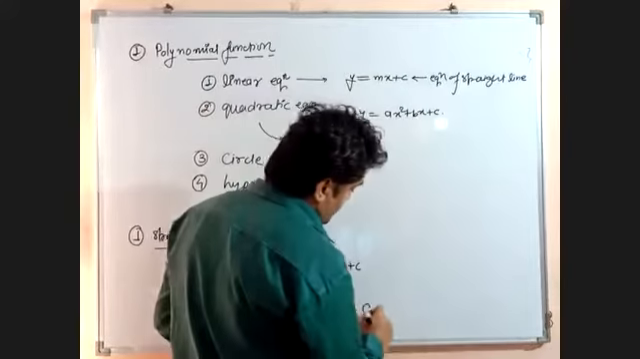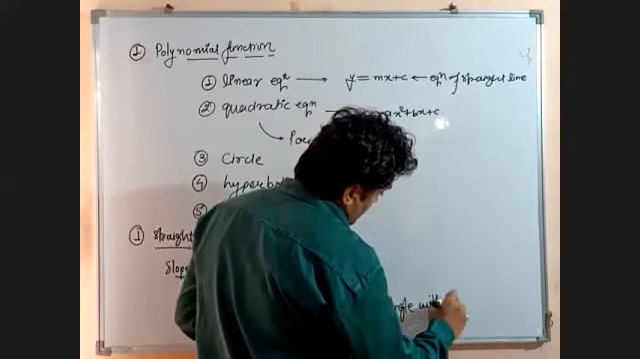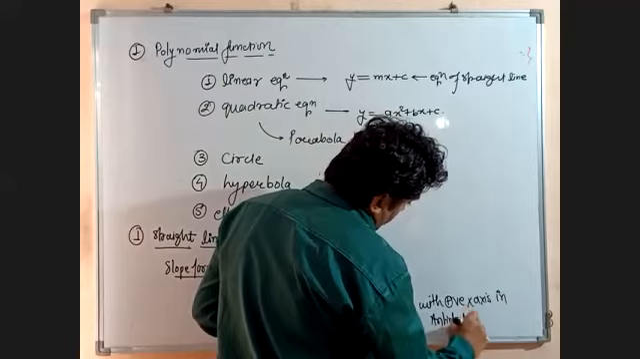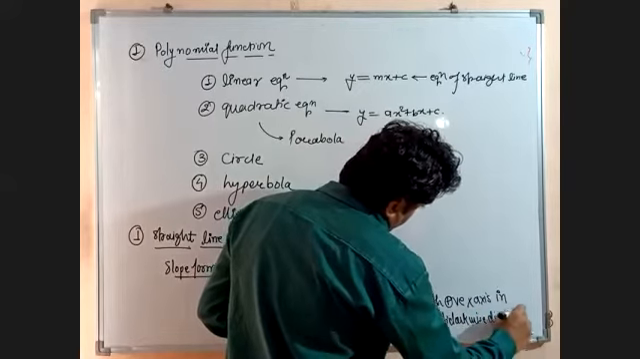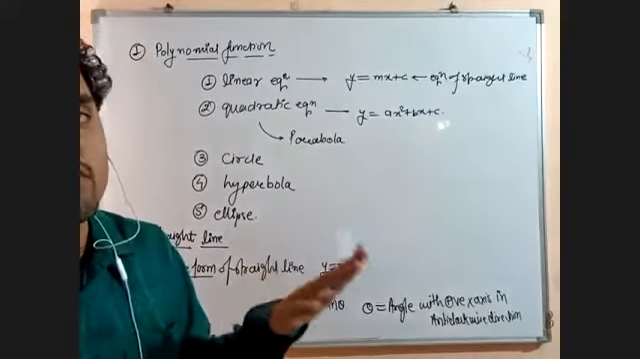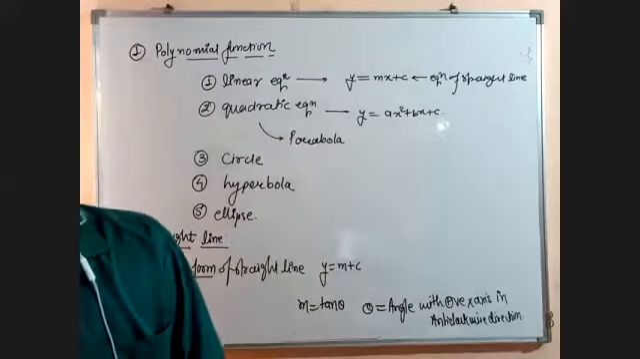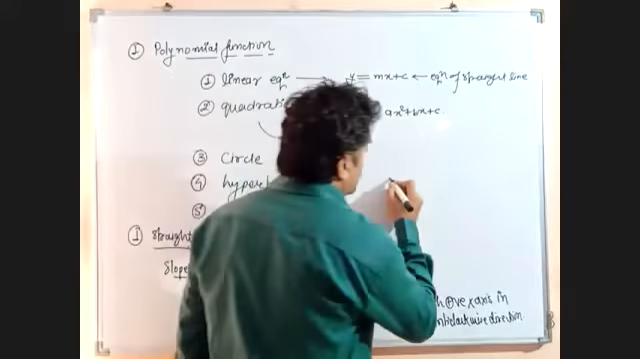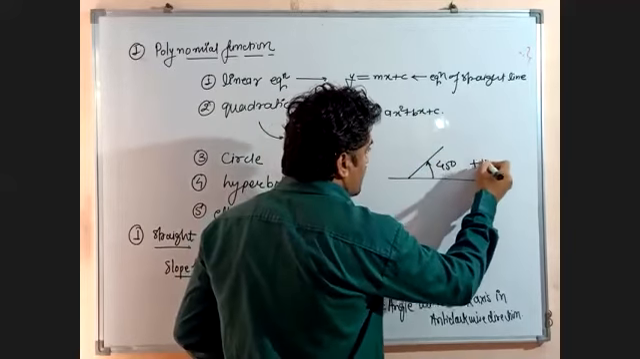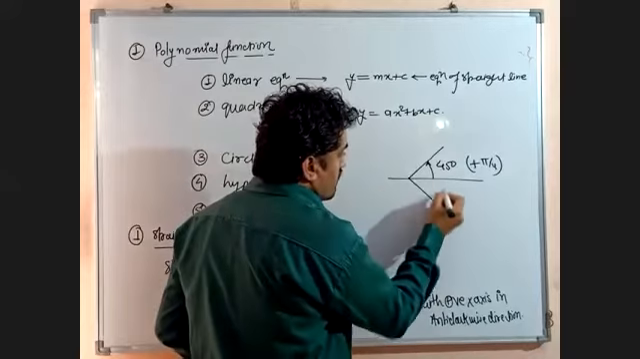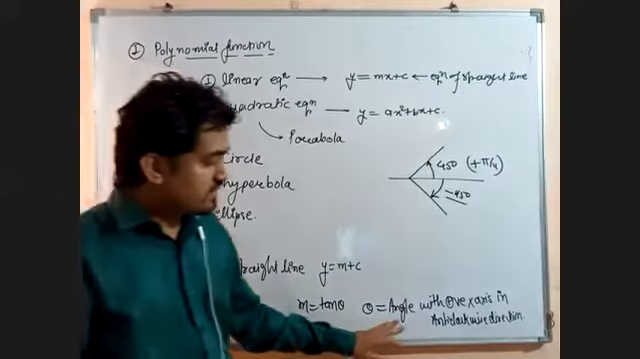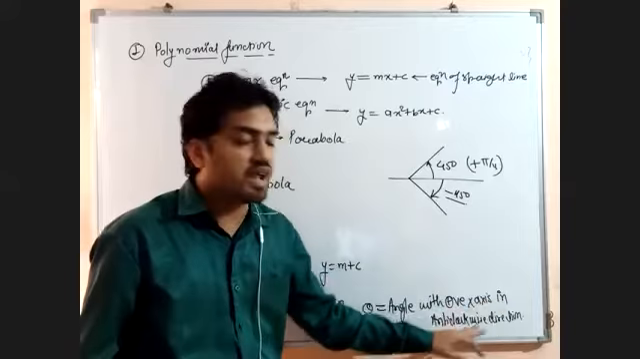What is theta? Theta is the angle with the positive x-axis in the anti-clockwise direction. Angle may be positive or negative. If you are measuring angle in the anti-clockwise direction, it is a positive angle. If you are measuring angle in the clockwise direction, it is a negative angle. Like if you are measuring 45 degree in the clockwise direction, it is called minus pi by 4, or minus 45. If you are measuring in the anti-clockwise direction, it is plus 45 degree. So, theta is the angle with the positive x-axis in the anti-clockwise direction.